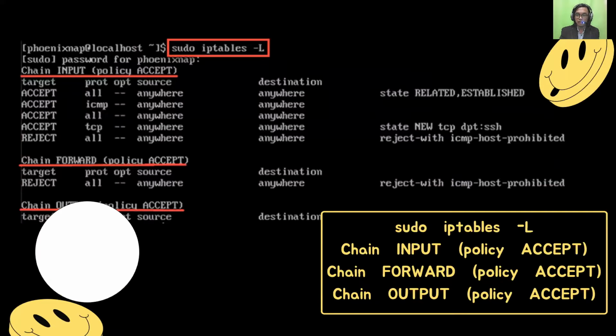Next, how to set up a firewall with iptables. The first command is sudo iptables -L to check the iptables status. The system displays the status of your chains. The output will list the chains. First chain, INPUT policy ACCEPT, second chain, FORWARD policy ACCEPT, third chain, OUTPUT policy ACCEPT.